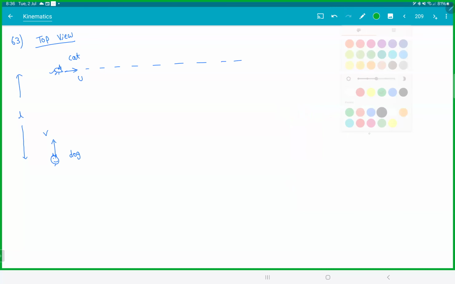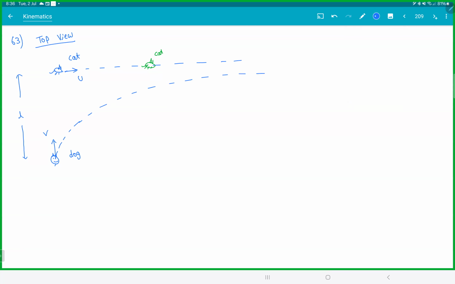After some time, when the cat has reached here, now if you look at the path here, the dog is actually going something like this. When the cat has reached here, the dog is here. The dog is looking at the cat like this. And the cat is going with speed u. After some time, when the cat reaches here, the dog is here looking at the cat like this. You're getting how it is? The dog is always looking at the cat and running behind it, meaning the velocity vector of the dog is always pointing towards the cat.